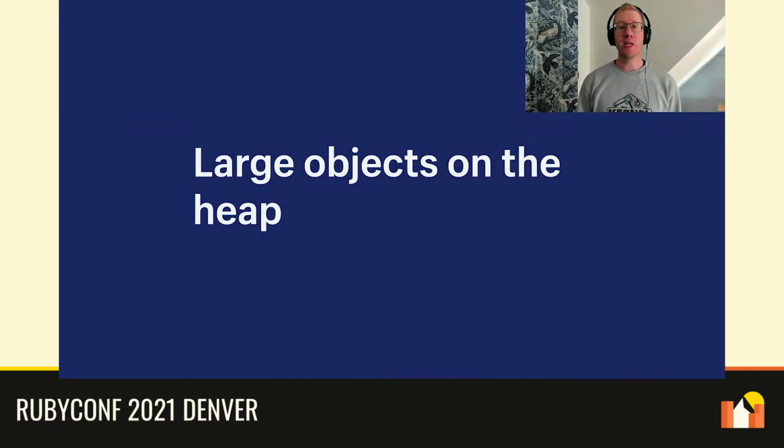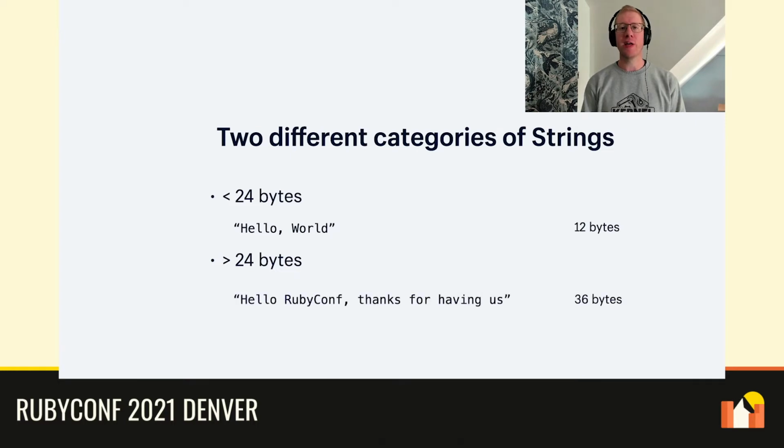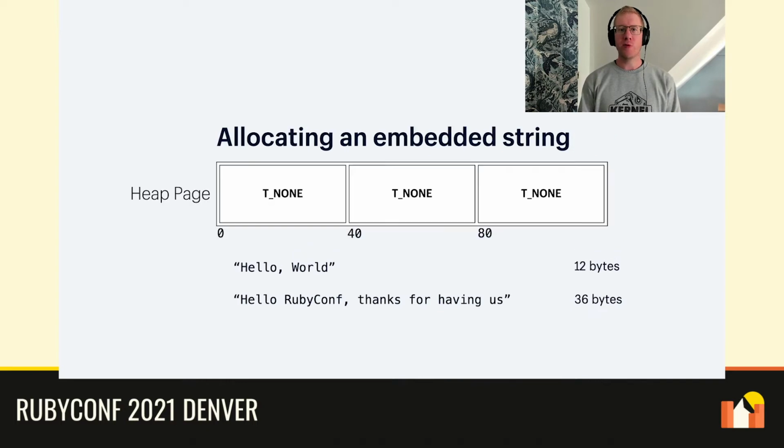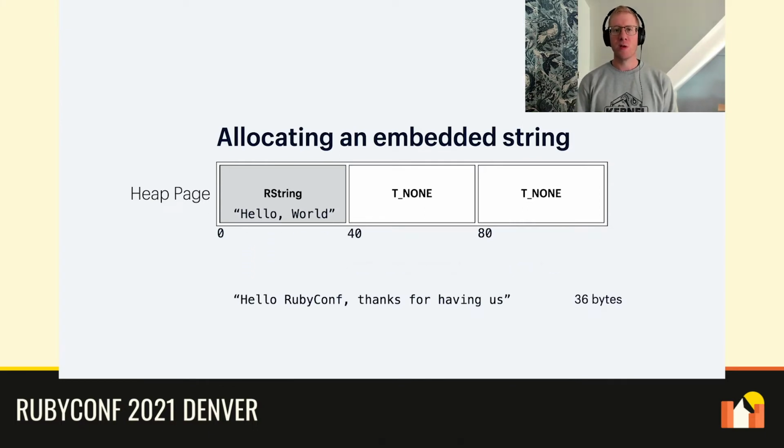So as we heard, Ruby objects aren't always a fixed size. There are two scenarios to consider: when the object fits in the 24 bytes at the end of an RVALUE, and when they don't. We'll look at two strings, "hello world", which is 12 bytes, and "hello RubyConf, thanks for having us", which is 36 bytes. When we allocate the string, Ruby checks the requested string length against an internal constant called rstring_embed_len_max. And if the requested length is shorter than rstring_embed_len_max, which it is in this case, it just pushes the string data straight into the remainder of the slot after the flags.